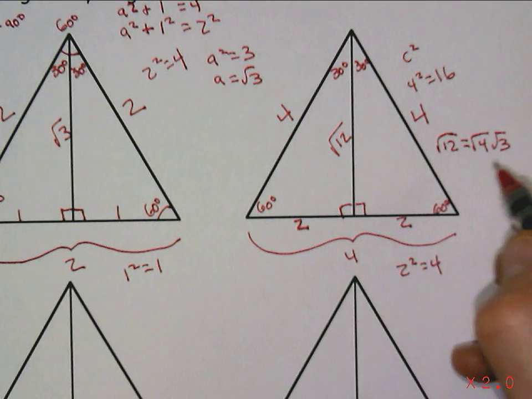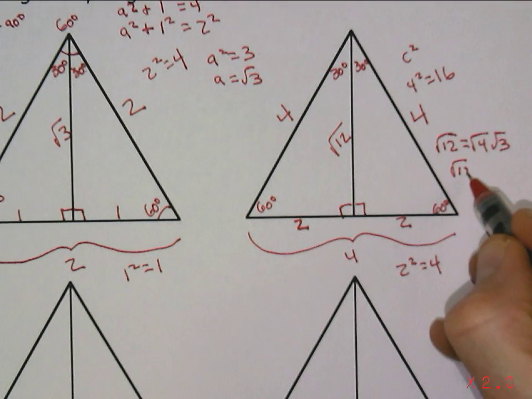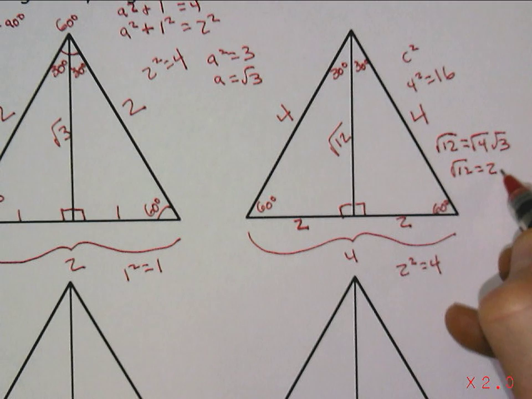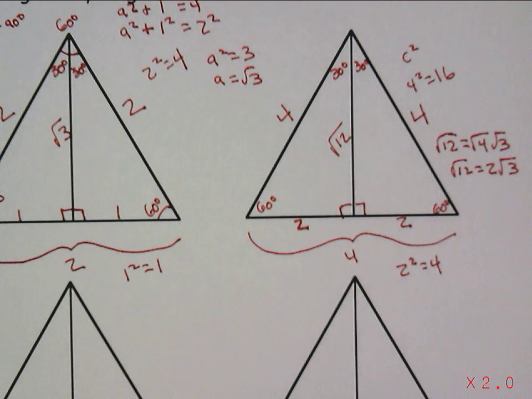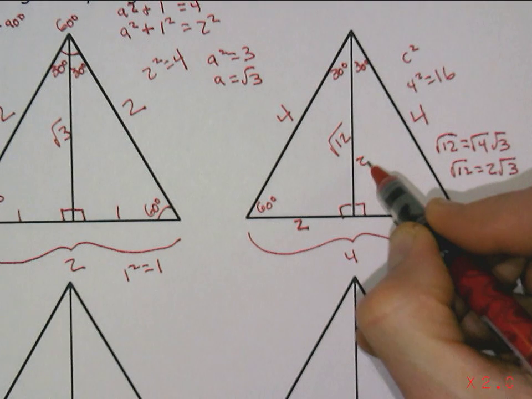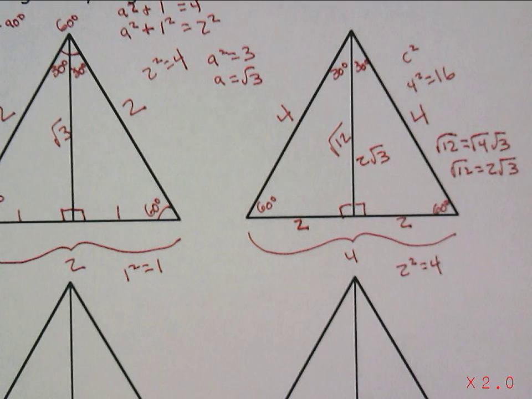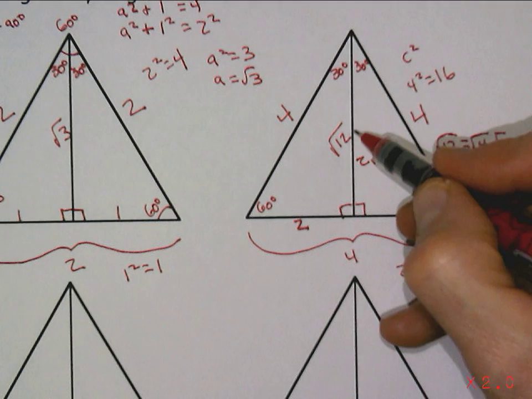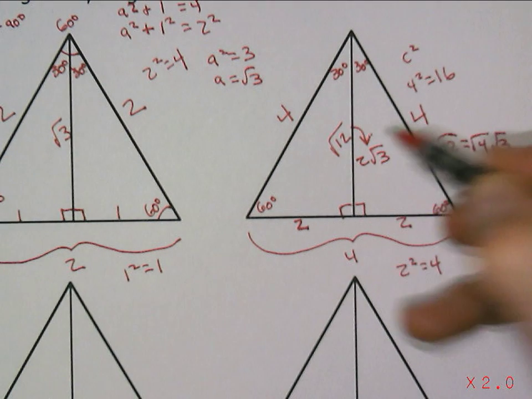which means that the square root of 12 is the same as 2 square roots of 3, because the square root of 4 is equal to 2, and this one we just leave alone because we can't really change it, square root of 3. It's not factorable, it's not solvable in a whole number form, so we'll leave that alone. So this distance here is actually 2 square roots of 3. Square root of 12 is equal to 2 square roots of 3.